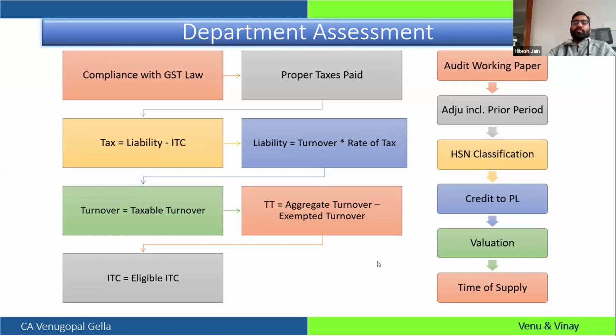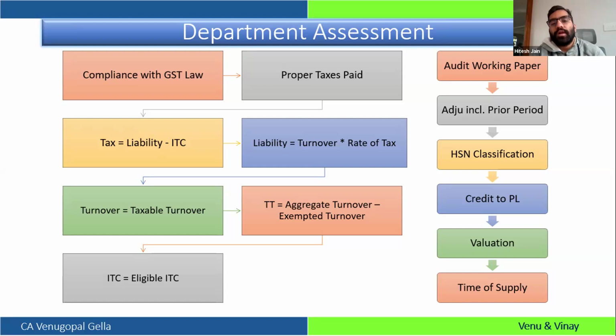So before starting the discussion on the ITC part in reporting of GSTR 9 and 9C, let me first discuss in brief what the department actually wants at our end and what it cross-checks when it does the scrutiny or investigation at its end. The department is always worried about compliance with the GST law, whether the proper taxes have been paid. What do we mean by proper taxes? In a very simple way, we can say total output tax liability minus total input tax credit.